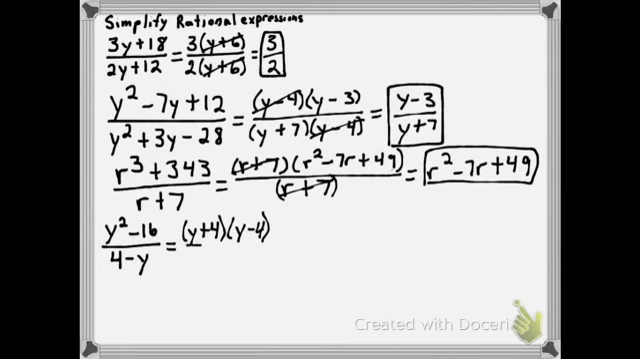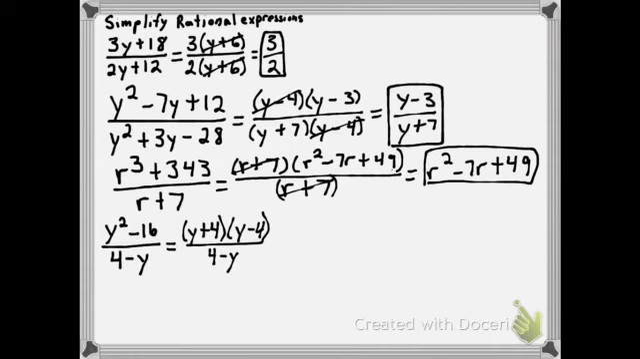And then on the bottom, you'll notice that we only have the 4 minus y, and that doesn't factor. There's not a greatest common factor. It's not a difference of squares. It's not a difference of cubes or a sum of cubes, and so it won't factor. We are going to bring it on over.